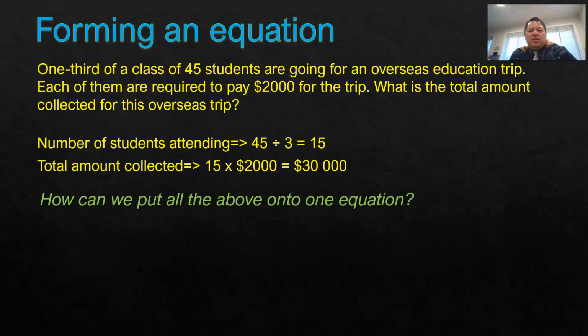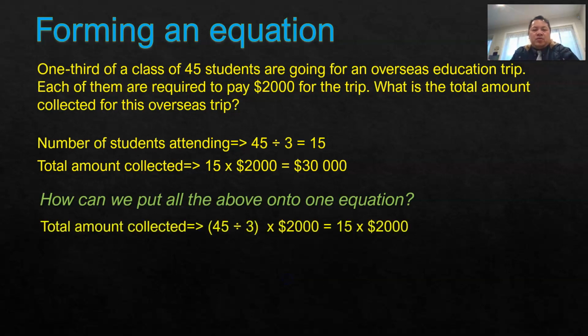So how do we put them into one equation? That's how you do it. First and foremost, you find the number of students attending the trip times $2,000, which will give you 15 times $2,000, and $30,000 is collected.